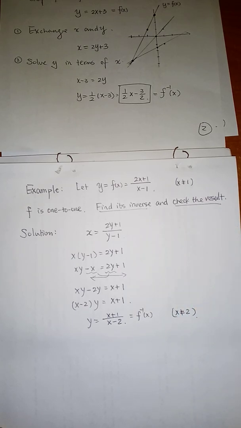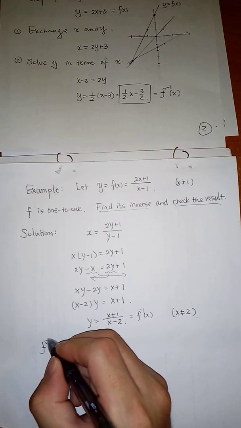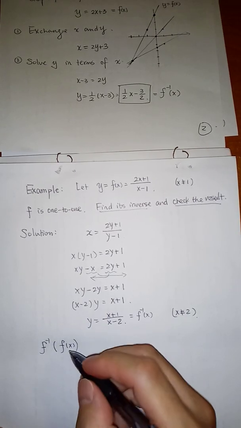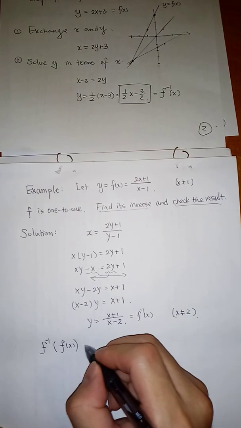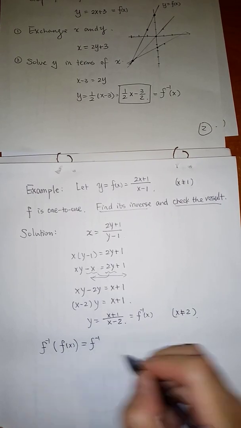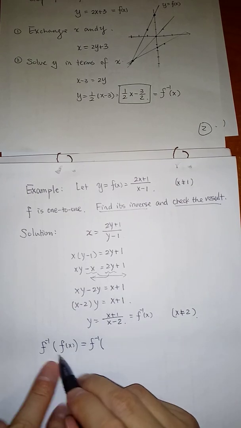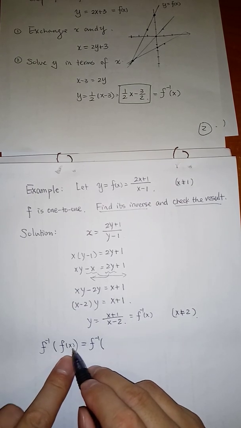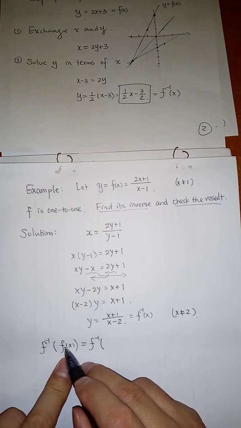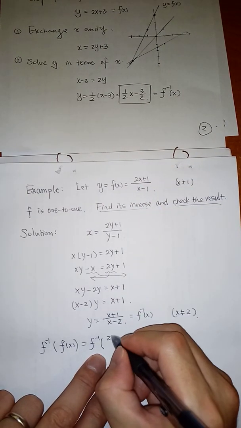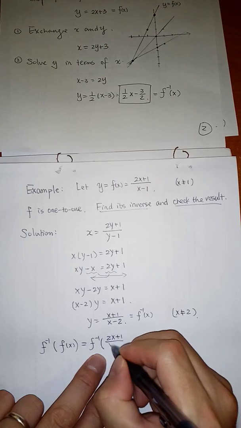Check the result. What does it mean, check the result? You compose f inverse with f, see if you get x. Okay, so we did this type of computation last time. Now let's do it. f inverse composed with f(x) is f inverse of f(x), where f(x) is (2x plus 1) over (x minus 1).